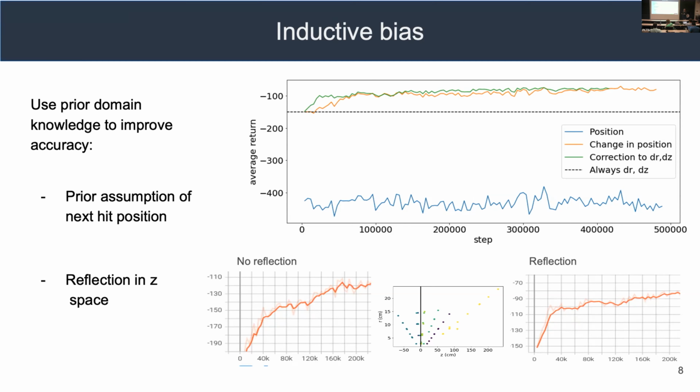Another way to take advantage of the symmetries of the problem is to take advantage of the symmetry in the Z space. So you can reflect along this R axis here, and that eliminates half of your action space. You can see that also improves the performance. There are some situations where you might not want to do that because you want to conserve a difference between the negative and the positive Z space, but you can take advantage of it.